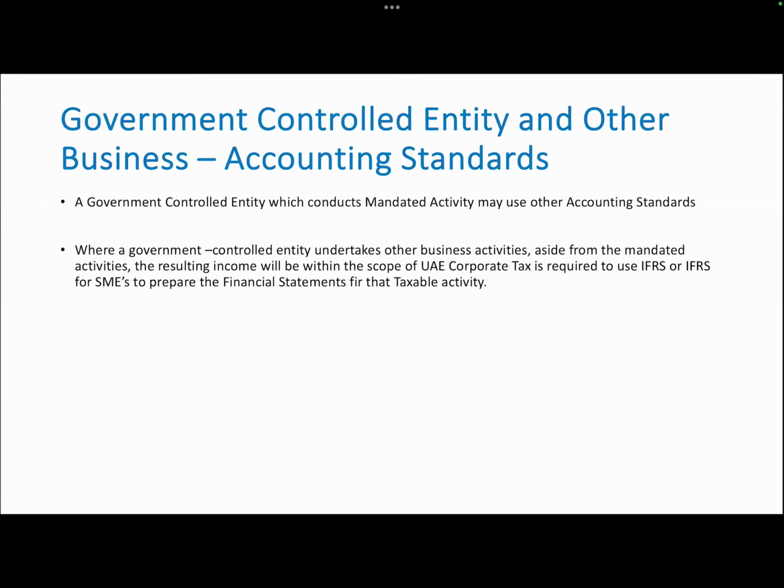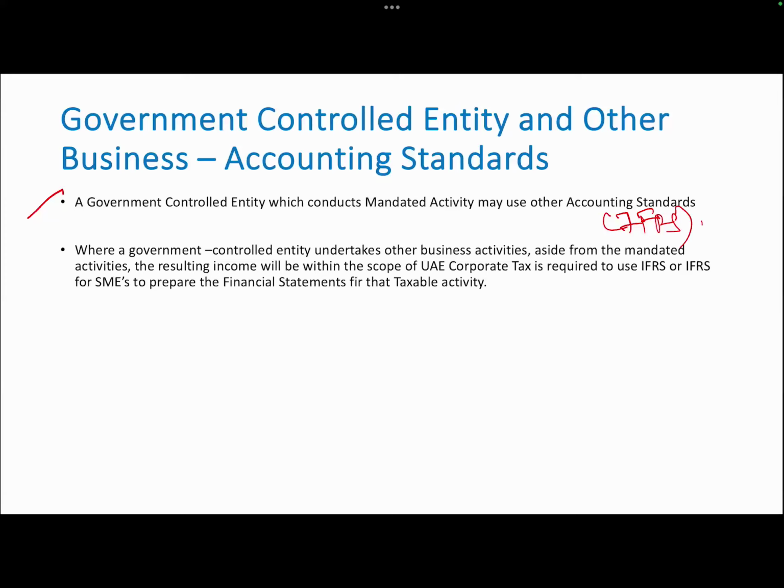Okay. Now, government controlled entity and other business accounting standards. Now again, if a government controlled entity is listed in a cabinet decision and does a mandated activity, then again you're exempted from corporate tax. So once you're exempted from corporate tax, then you don't need to follow the specified accounting standard by the corporate tax, which is IFRS. But if your government controlled entity is not listed in the cabinet decision, or if it does not conduct a mandated activity, then obviously you will have to follow the accounting standard, which is what? IFRS.